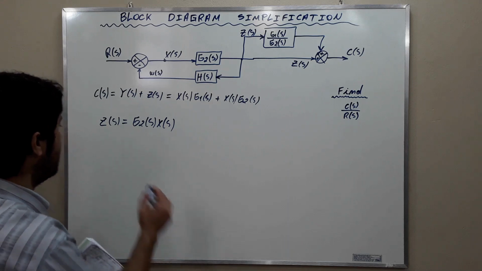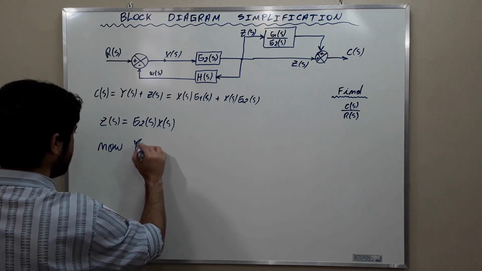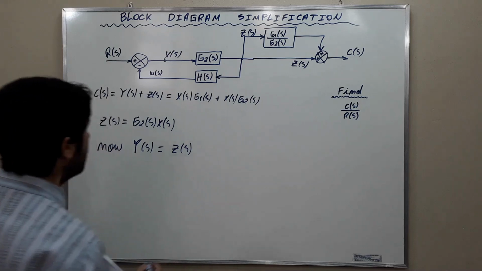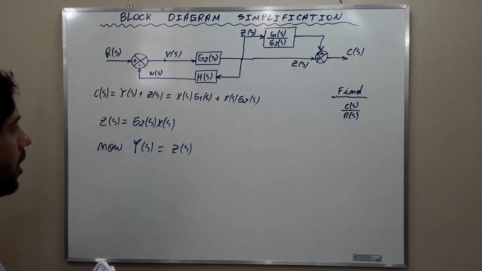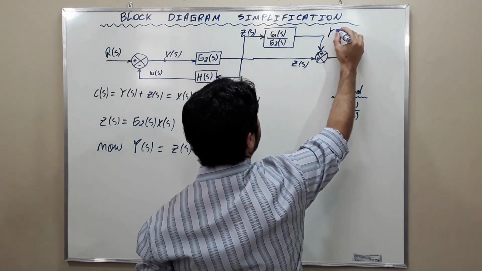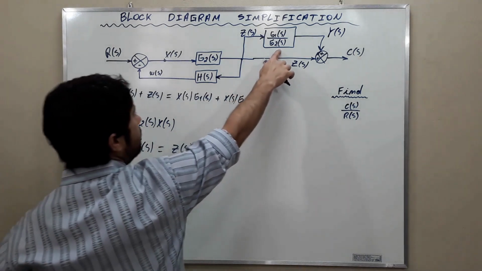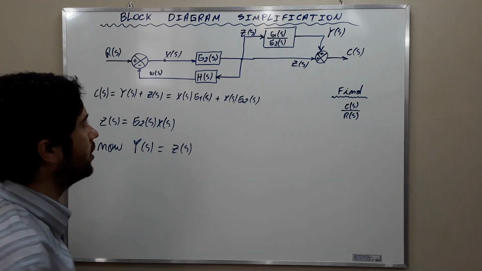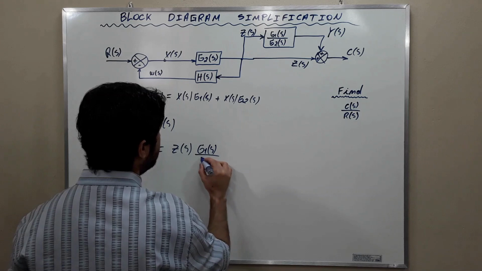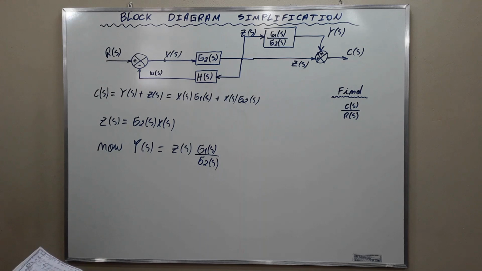And now Y of S is equal to Z of S times this new transfer function here, G1 of S over G2 of S. Where is Y? Y is here.